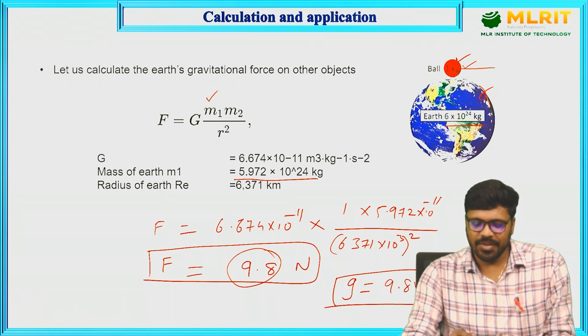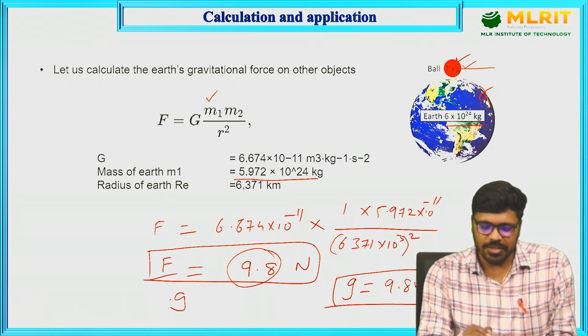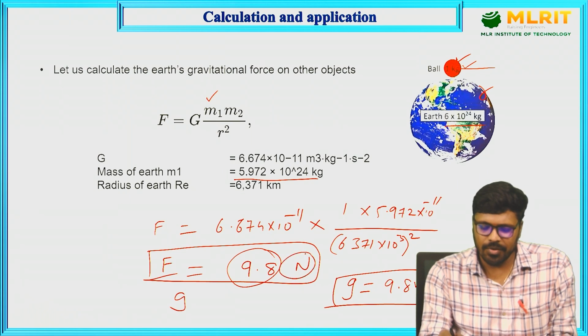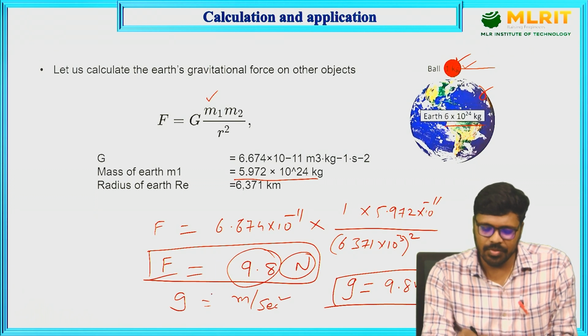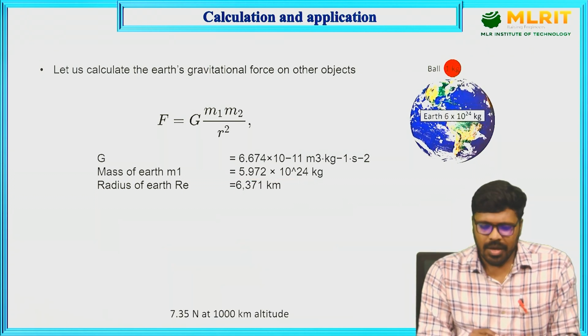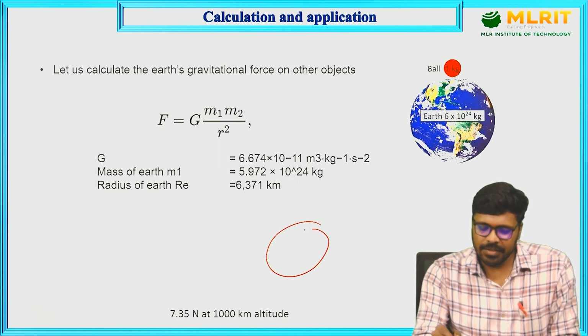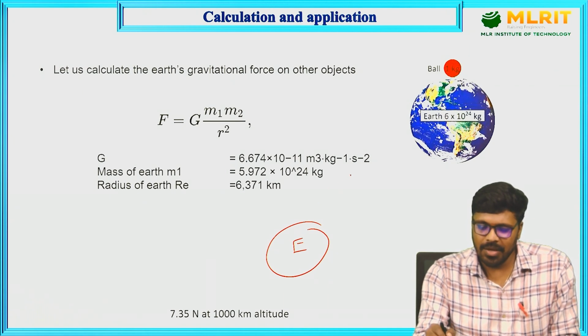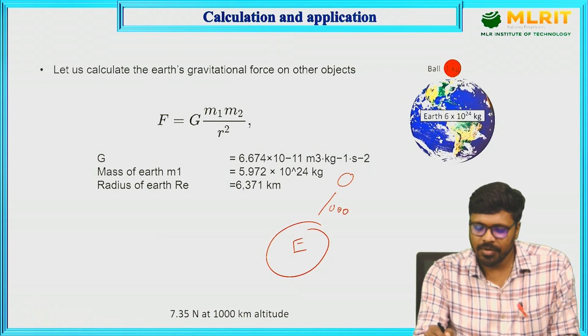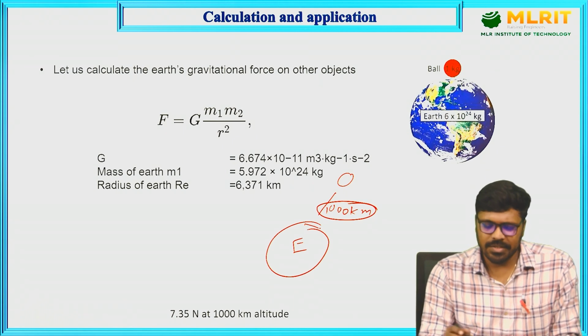Then what is the difference between this F and small g? The units of F are newtons and the units of small g are meter per second square. These two are different. And if you consider the same earth, and the mass of ball is moved to a distance of 1000 km altitude, 1000 km altitude from the surface of earth, then how to calculate? The same procedure.